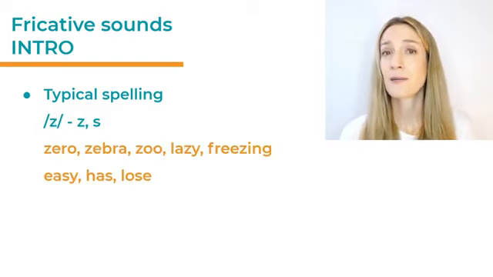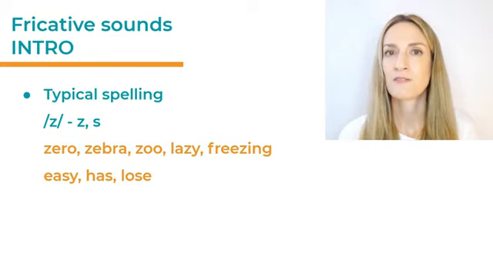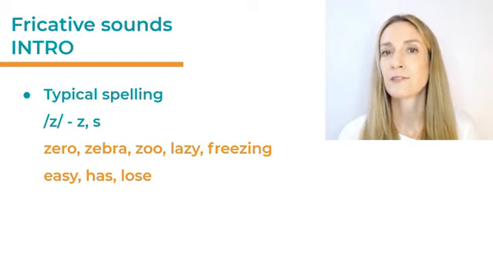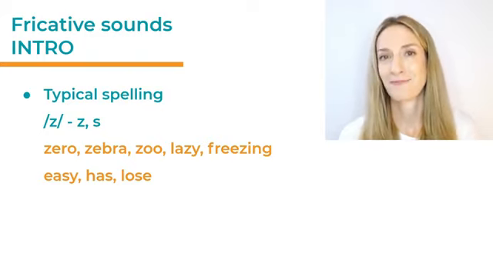Let's have a look at the typical spelling for Z. Here we usually have a Z or S letter. For example, zero, zebra, zoo, lazy, freezing. Or also easy, has, lose. So you've got Z or S.